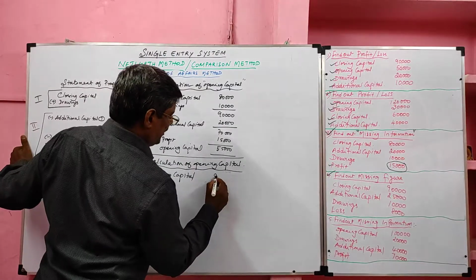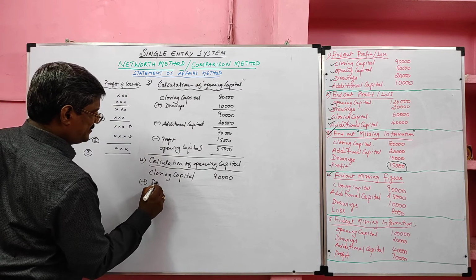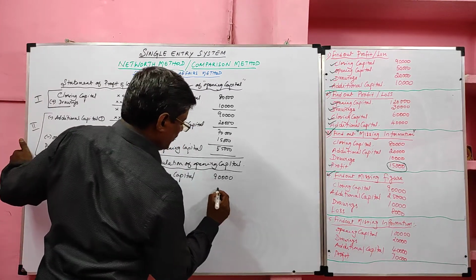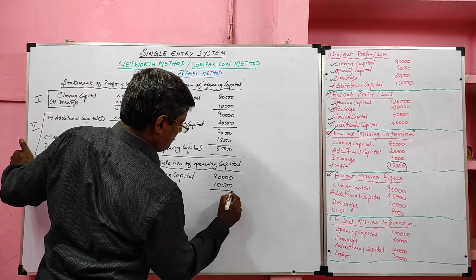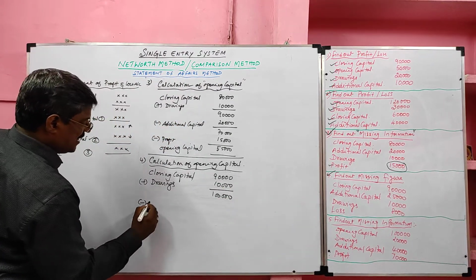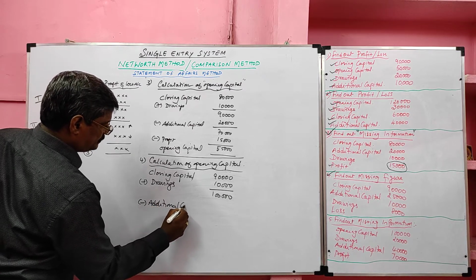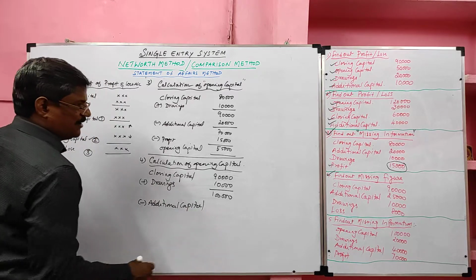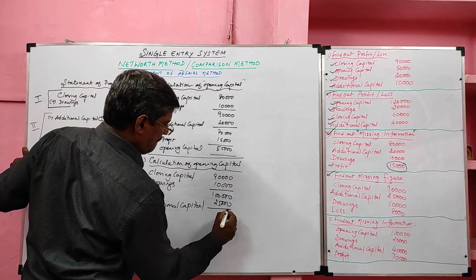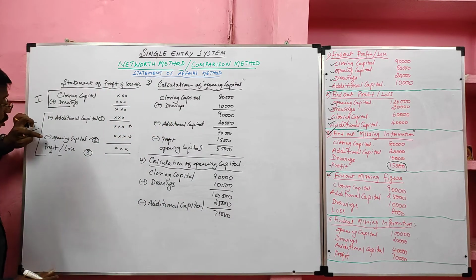Closing capital 90,000. Then next item, drawings 10,000, 1 lakh, minus additional capital are given. Additional capital given how much? 25,000. Balance 75,000. Next, we have to deduct opening capital.